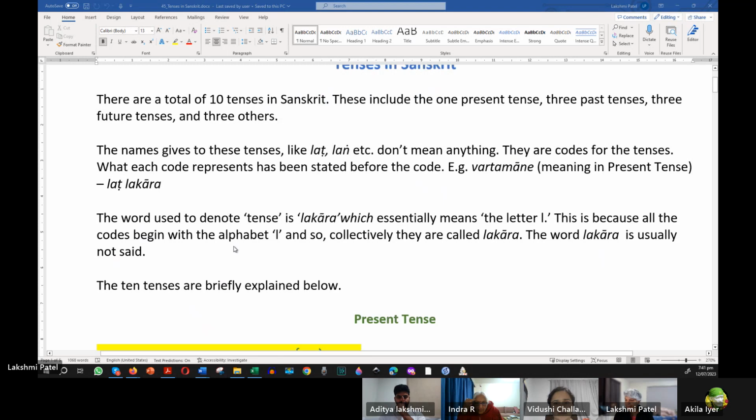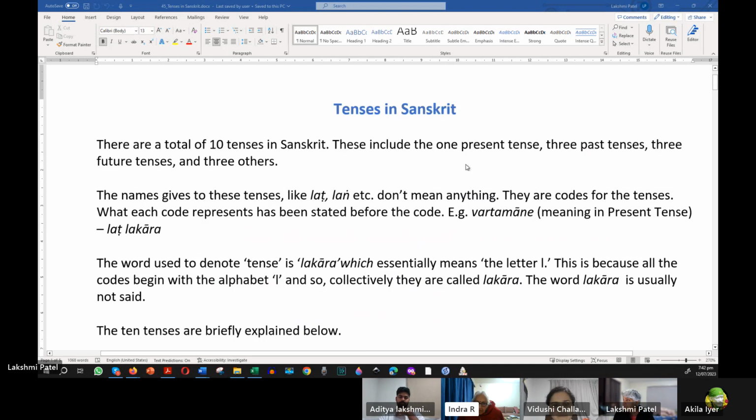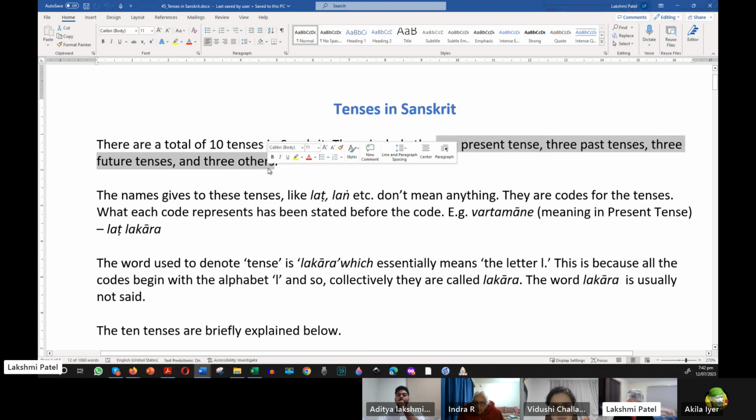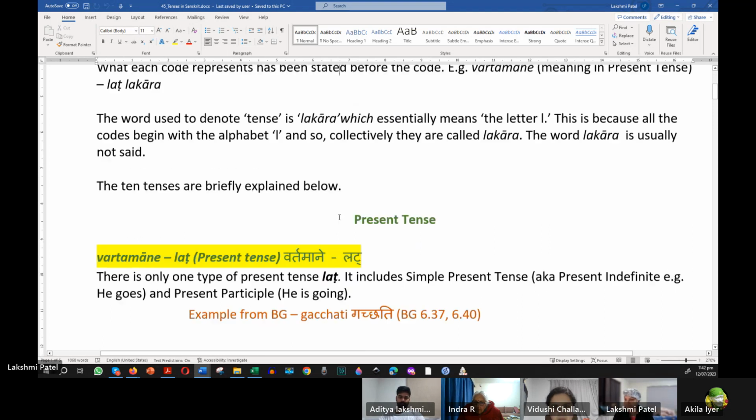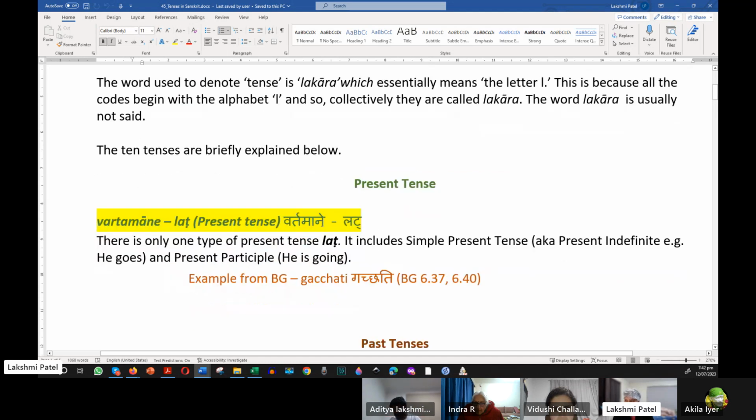So let's look at it. There are a total of 1 present tense, 3 past tenses, 3 future tenses, and 3 other tenses. Okay, so we'll look at all of them now. Let's look at the present tense first.